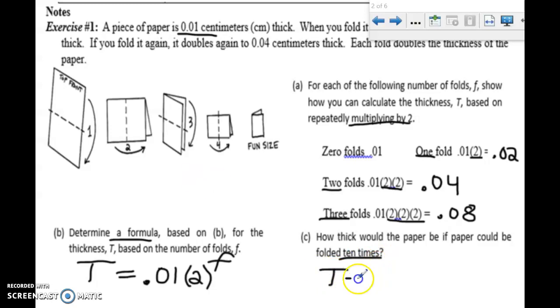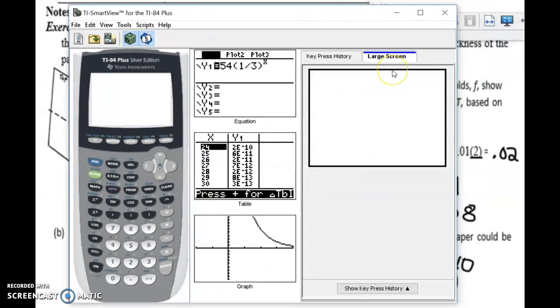Well, the thickness of the paper would be 0.01 times 2 to the 10th power, because we would multiply by 2 10 times, and who wants to write 2 10 times? Nobody. So take the shortcut, use the exponent of 10. Now, how do you figure these out? Well, we've got a calculator, so why don't we go ahead and use it, right? So pull up your calculator, and if you don't have one of these, take your cell phone out, turn it sideways, and it will give you every single scientific function that you need, or look online for a graphing calculator.